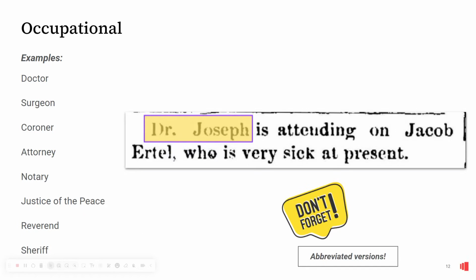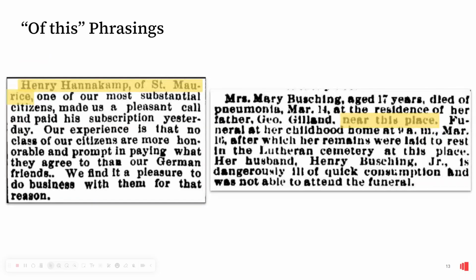Occupational is another one, and I have examples on this one as well. Don't forget the abbreviated versions, because again, you might have doctor, surgeon, coroner, attorney, notary, justice of the peace, reverend, sheriff. There are so many others that you could have. It might be listed with the full occupation written out, or it could be like this one here in this newspaper clipping where we have doctor as the abbreviation. So think about these different ways that people might have been listed in newspapers and the variations.